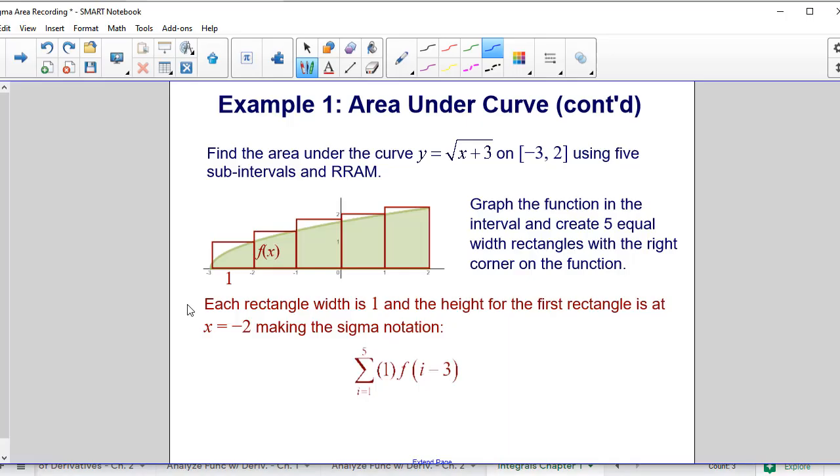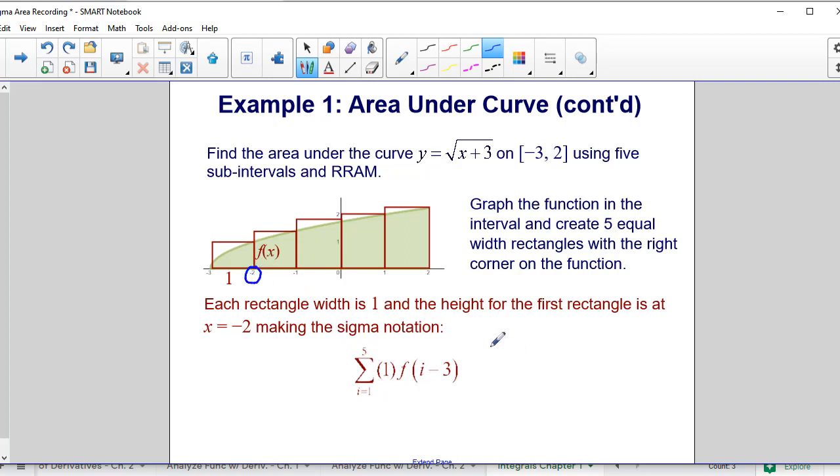Each rectangle width is 1, and the height for the first rectangle is at x equals -2. So the sigma notation that is created would be the sigma of 1 times f of i minus 3 as i indexes from 1 to 5. Now remember, 1 to 5 are the number of rectangles. What we want to have for the height is f of -2. So how do we relate our x value to our i value? Well, we can see that the difference is 3.